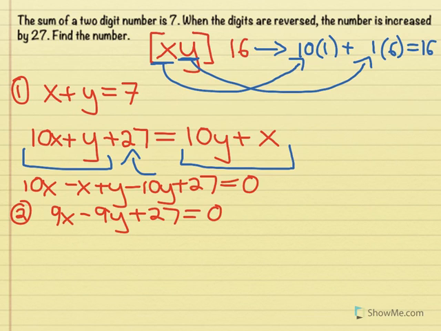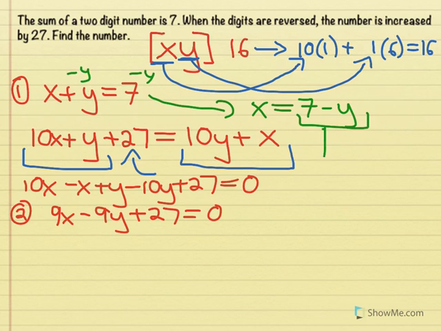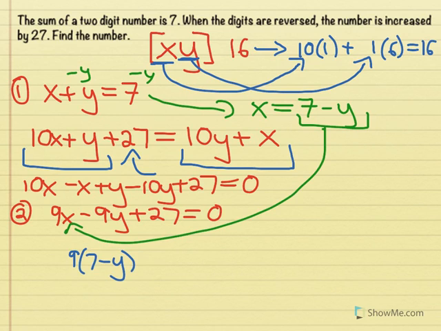I'm going to use substitution, and the reason I'm choosing substitution is because equation 1 is set up nicely because there's no coefficients in front of x and y. So x equals 7 minus y. I'm just subtracting the y over. Then I'm going to sub this in for x into my second equation. So I get 9 times (7 minus y) minus 9y plus 27 equals 0.